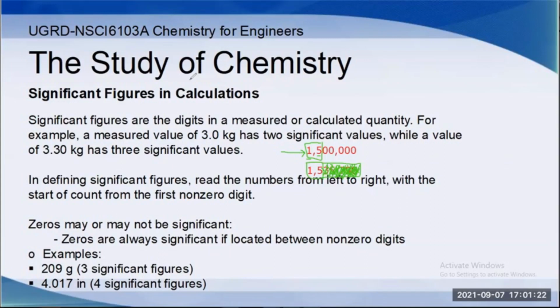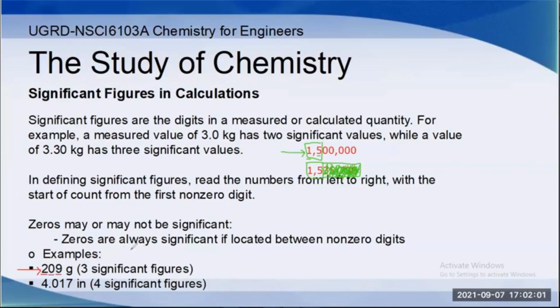How about the zeros? Are they always not significant? No. There will be cases where the zeros are significant. So these are the rules. Zeros are always significant if located between non-zero digits. For example, 209 grams. Counting from the left, the first non-zero digit is 2. 9 is non-zero, so this is significant. This 0 is between 2 and 9, which are both significant.